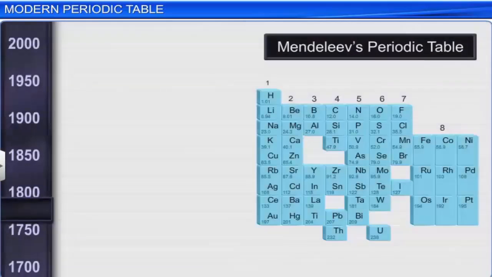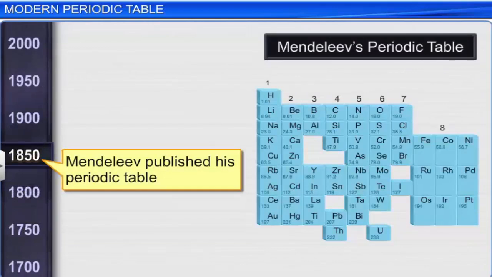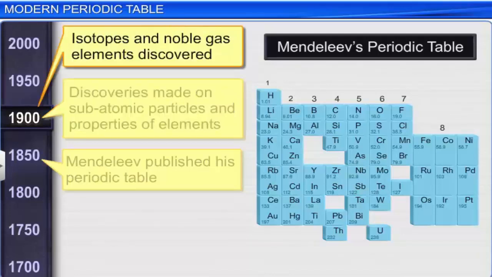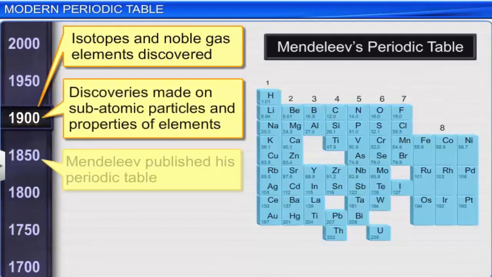Mendeleev's periodic table was developed at a time when the internal structure of atoms was unknown. Discovery of subatomic particles and their properties took place at the start of 20th century. Isotopes and noble gas elements were also discovered around the same period. These discoveries warranted improvements in Mendeleev's periodic table.